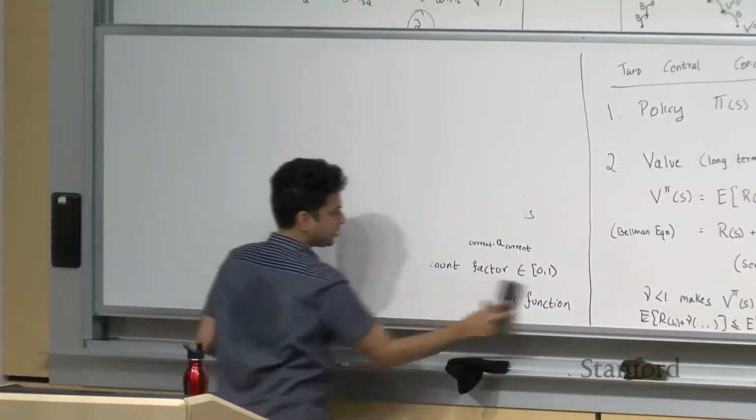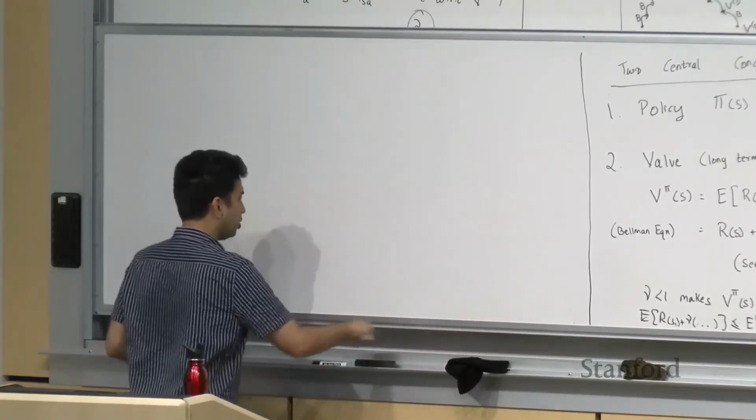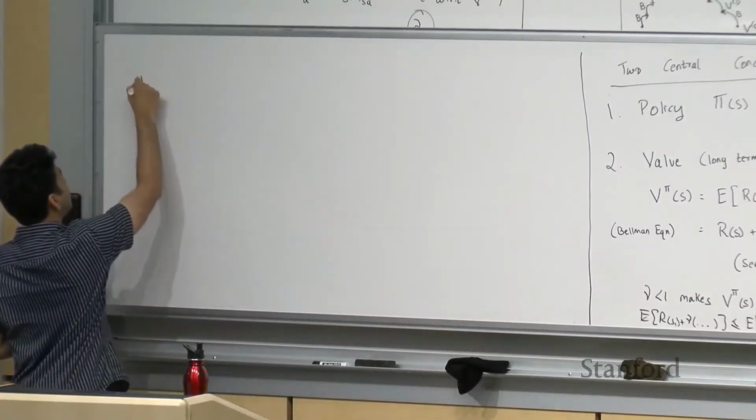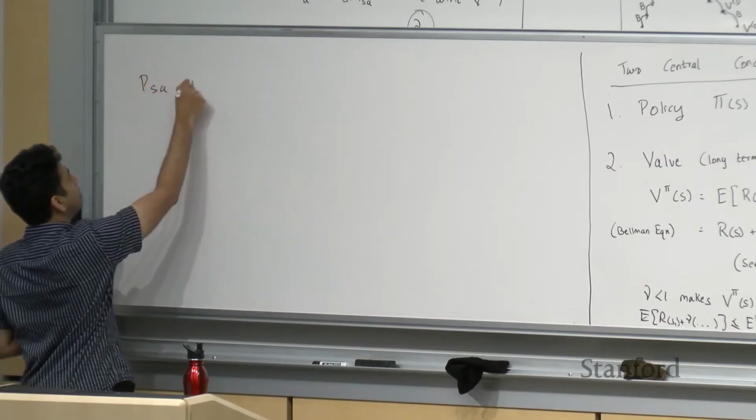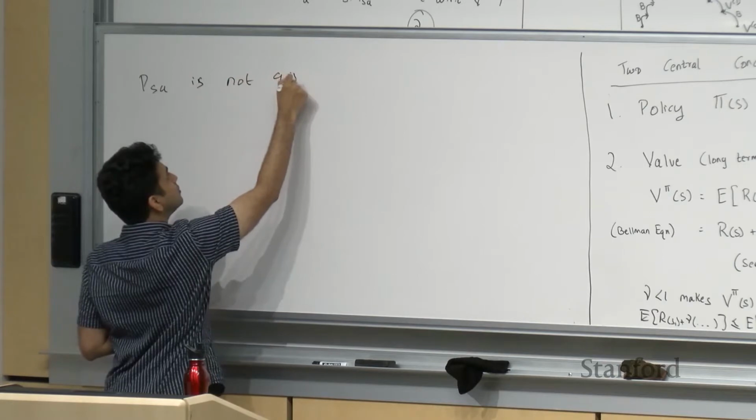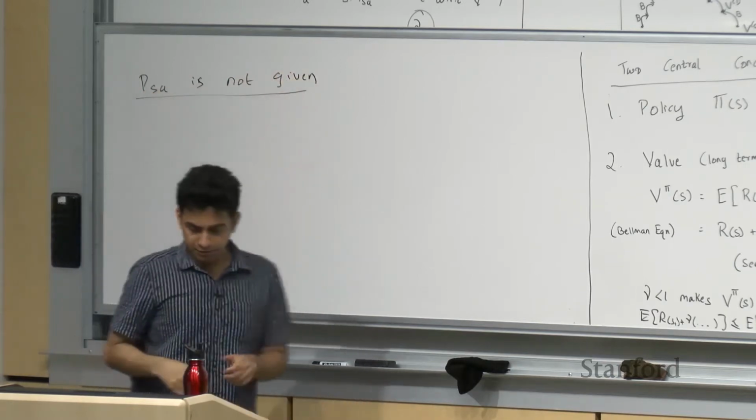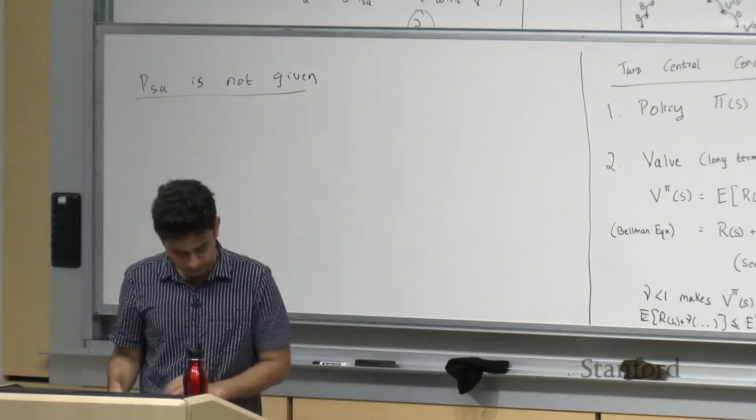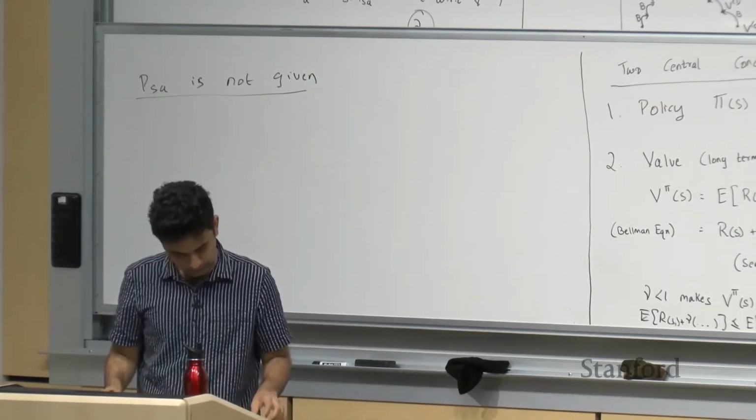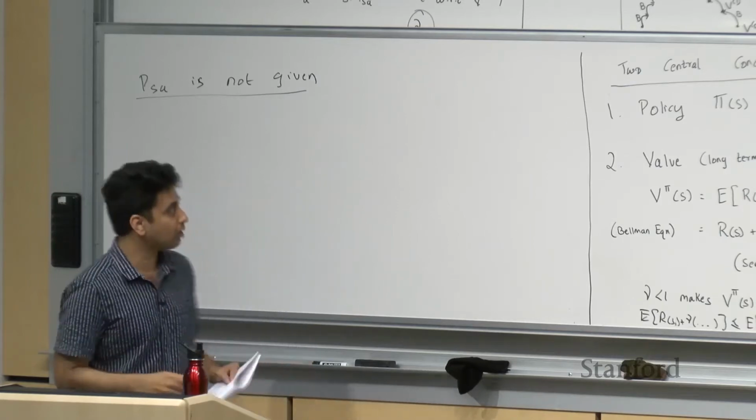So the first extension we're going to see is what happens when we don't know PSA. What happens when PSA is not given. Right? So this is our first extension, and this corresponds to section 3 in the notes. Learning a model for an MDP.